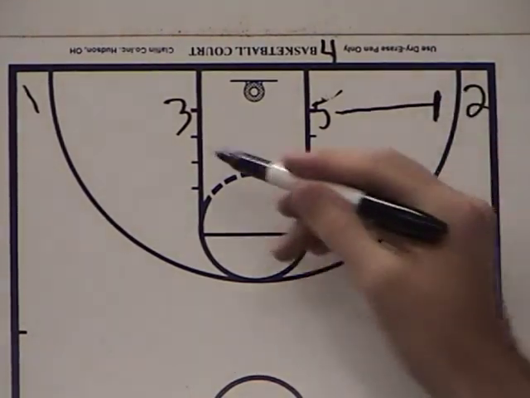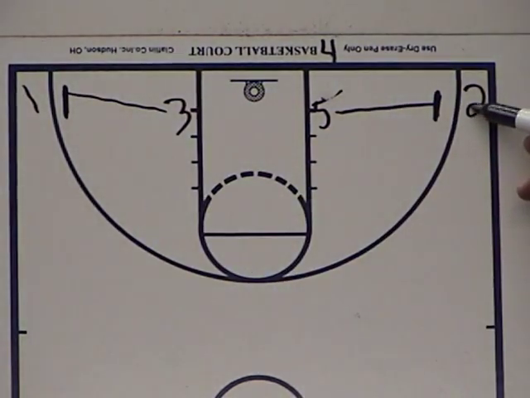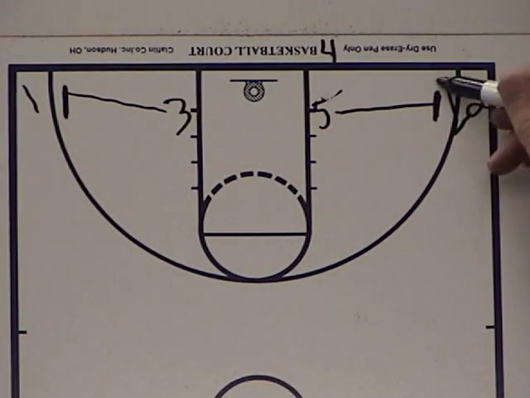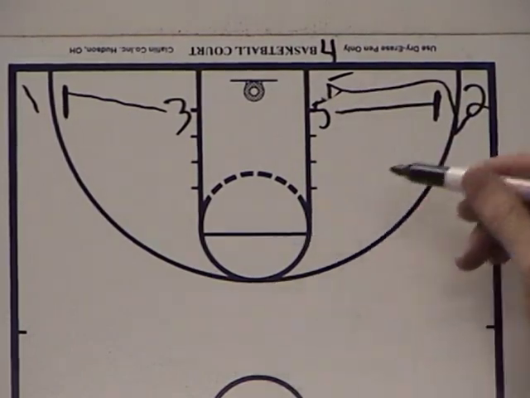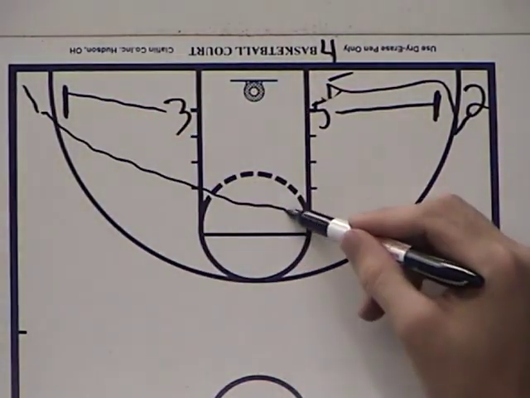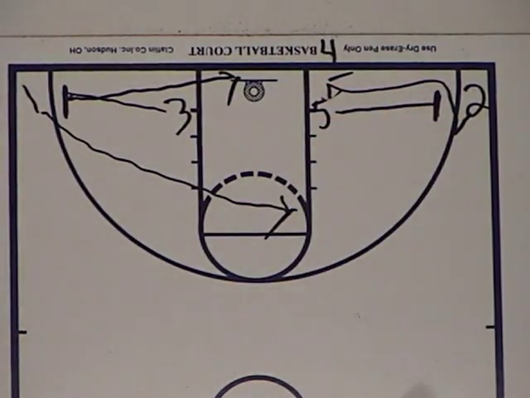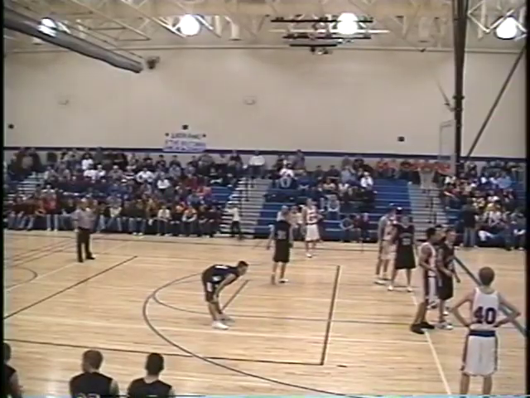If not, 5 sets a screen out and 3 will set a screen out. If they match up man-to-man, 2 will come off the screen and cut inside, and 5 will just pop out and be an outlet guy. The backside is what we look for when they match up man-to-man, because we set a screen for 1 who comes all the way across and usually the guy is open. If they switch, 3 comes back to the basketball for a layup.